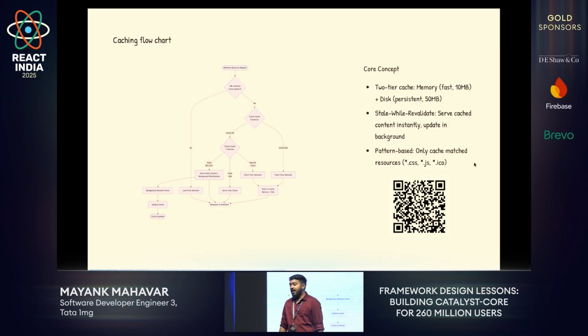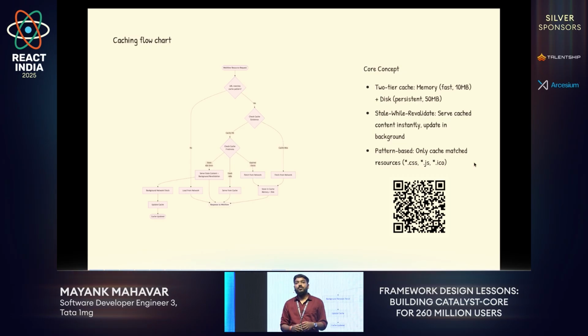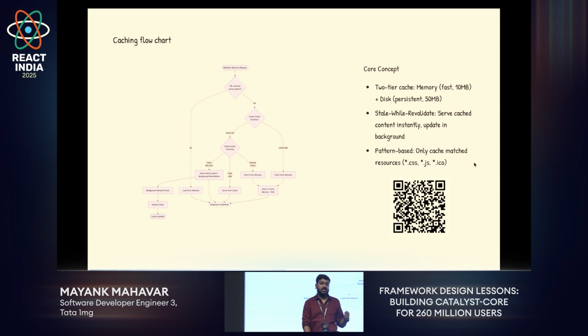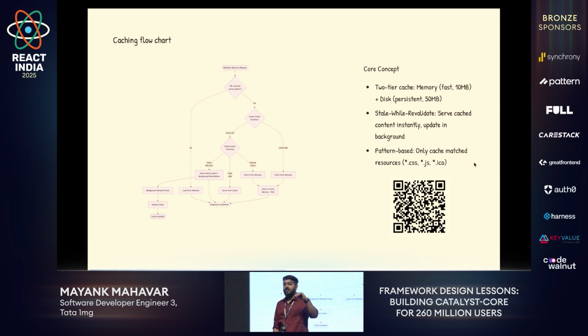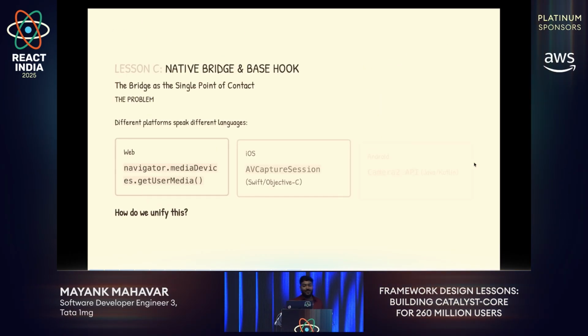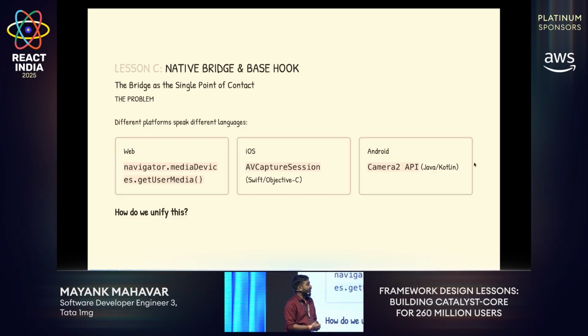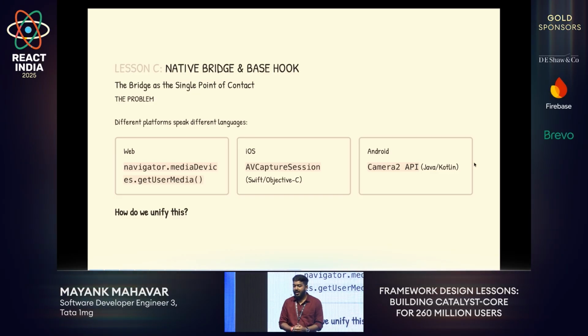At the same time, we tried a few algorithms and ended up building a priority queue. That allowed us to make sure that whichever is the most recently used stays on top of your cache, so whenever somebody tries to retrieve it, it comes way faster. Again, you can check out the whole discussion if you want to. With that said, I move on to the next bit, which is the native bridge and the base hook.